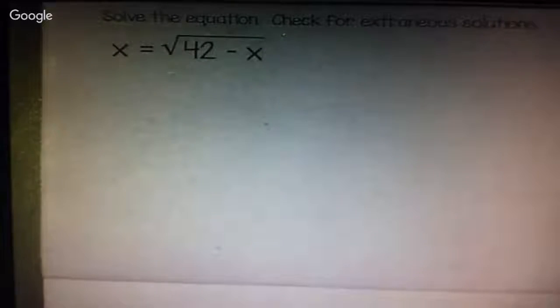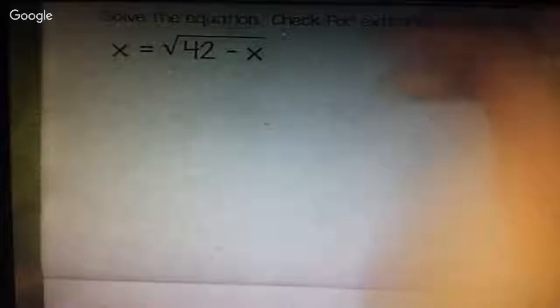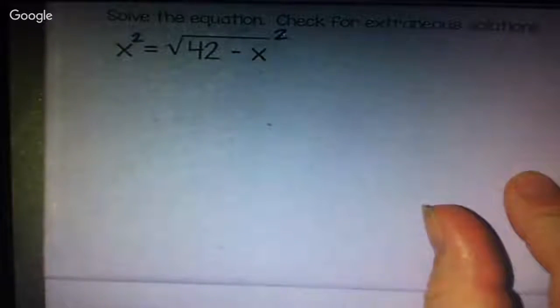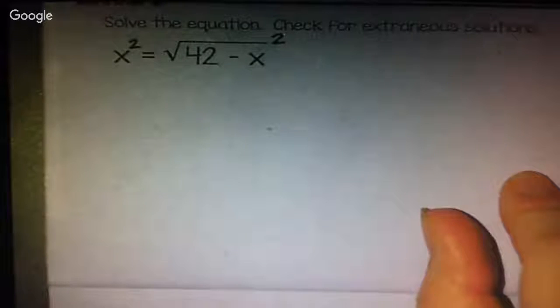I have 1 square root. Is it all by itself? Yes, it's all by itself on the right. We don't care what's on the left. In order to get rid of that square root, I need to square it. When I square the right-hand side, I also have to square the left. So now I have x squared equals 42 minus x.